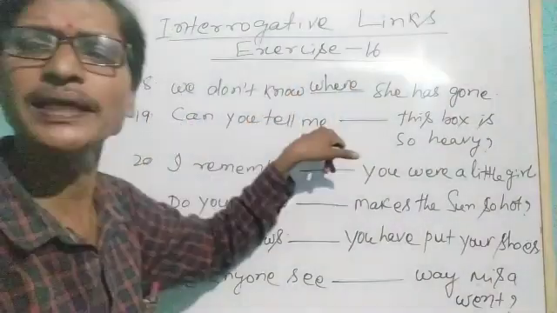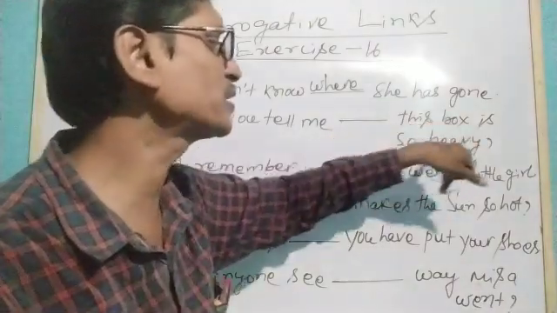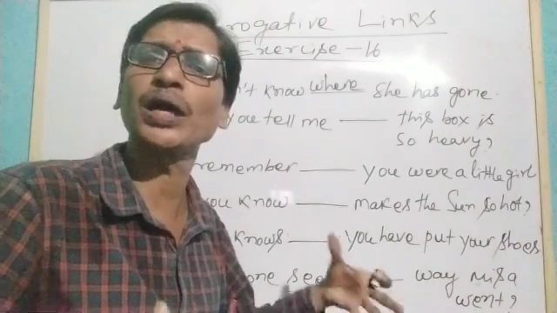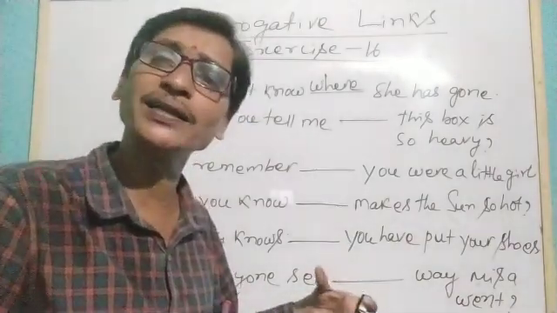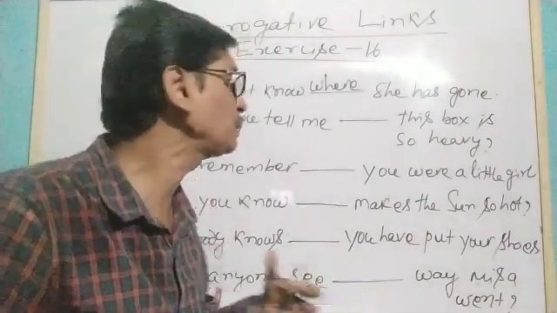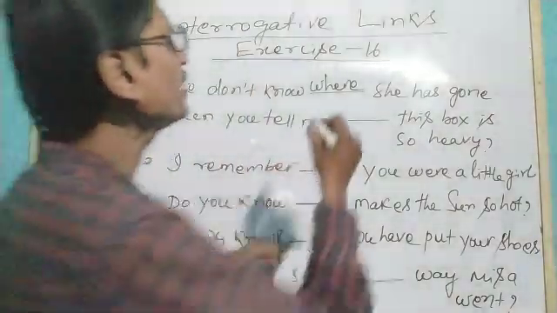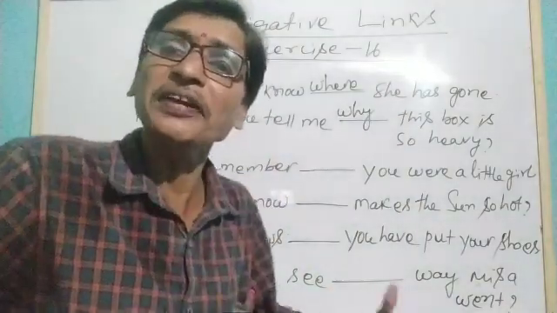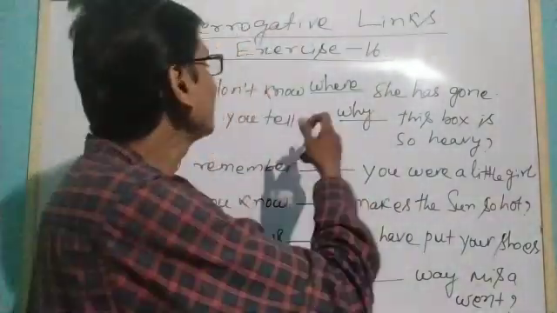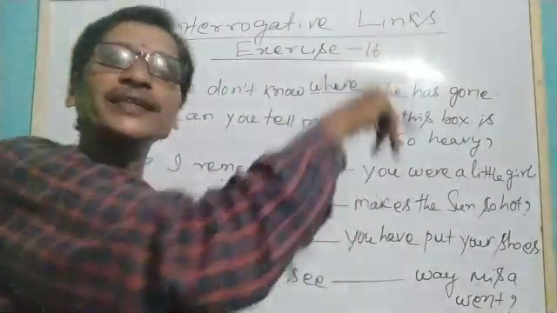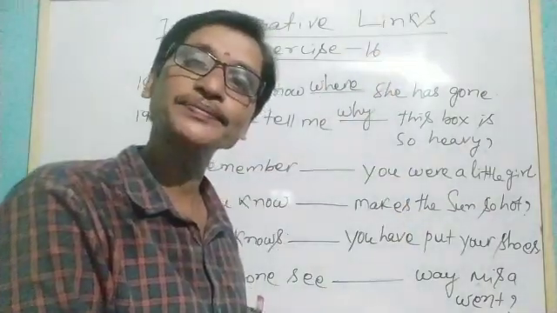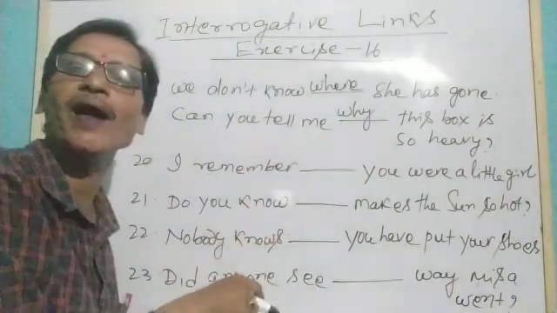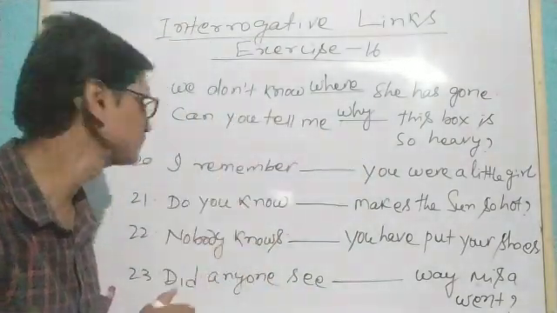Similarly, can you tell me dash this box is so heavy. What makes this box so heavy? And what is the reason behind its heaviness? Therefore, we can use, can you tell me why? Because we want to know the reason for the heaviness of this box. Therefore, we can use, can you tell me why this box is so heavy? To know the reason, we have used why as the interrogative link.